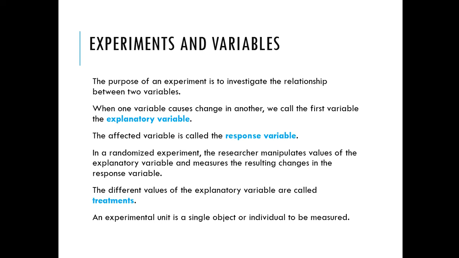When one variable changes into another, we call that first variable an explanatory variable. The affected variable is the response variable. So basically what you're trying to do is take two variables and control one to see the response you get in the other. The difference in the explanatory variable is called treatments.